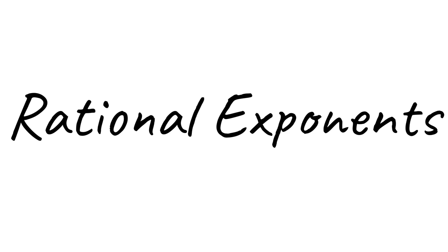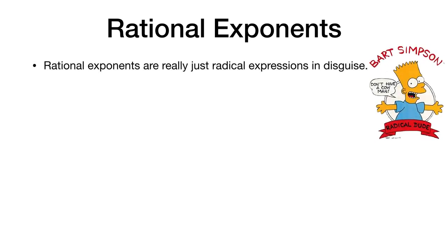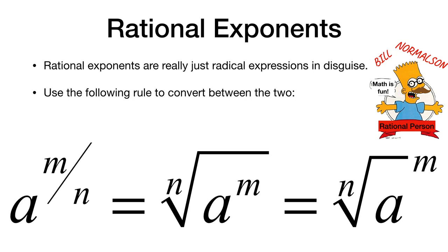So today we're going to talk about rational exponents. Rational exponents are really just radical expressions in disguise. Use the following rule to convert between the two. If I say a to the m over n, that's the same as: whatever is in the numerator is the power I'm raising it to, and in the denominator is the root.